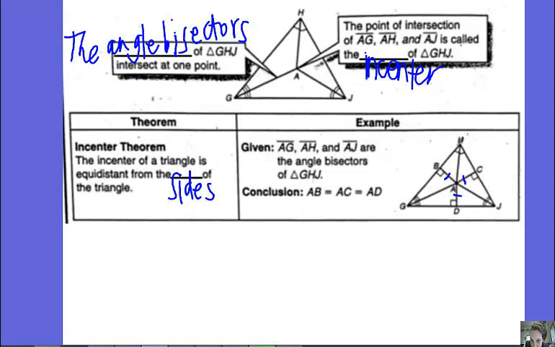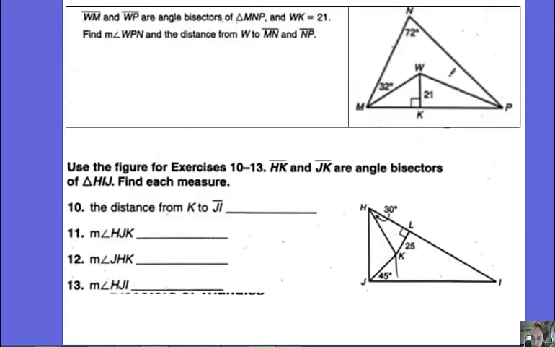So in an example, if WM and WP are angle bisectors and WK is 21, we want to find the measure of angle WPN, which is over here. WPN is right here. First I notice, if this is an angle bisector and this angle is 32, then WMK is also 32, which makes the whole angle 64.